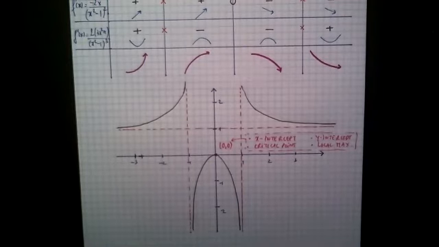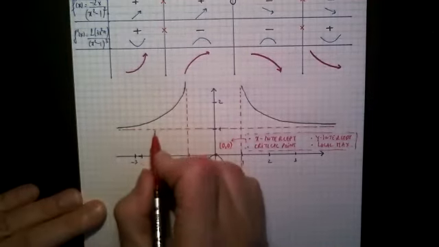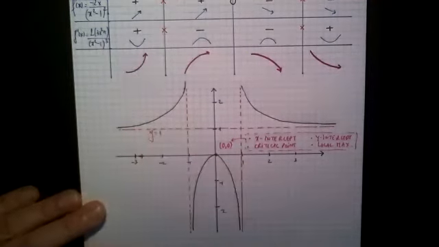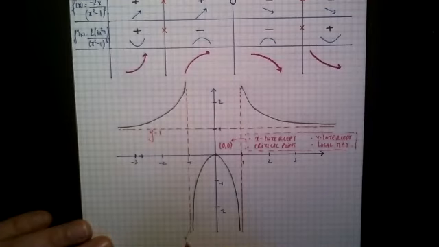And that's it. There's nothing else to say about this curve, other than y equals 1 is the horizontal asymptote, and vertical asymptotes x equals minus 1 and x equals 1.